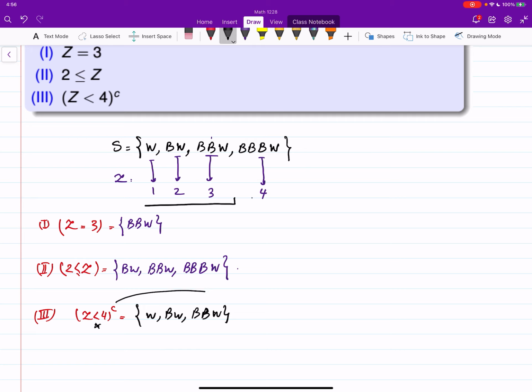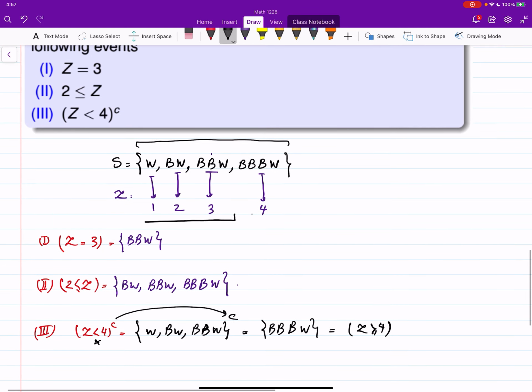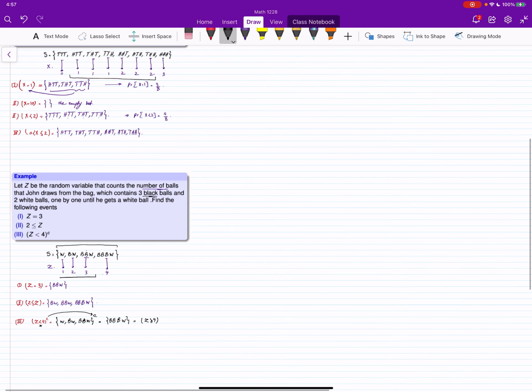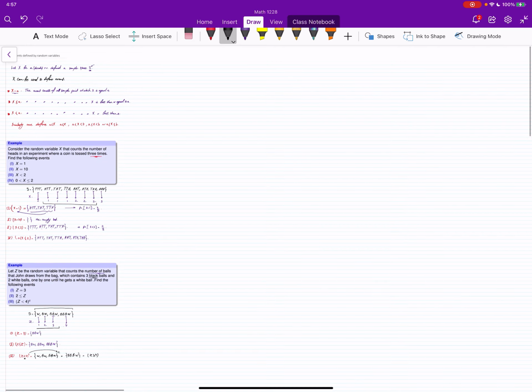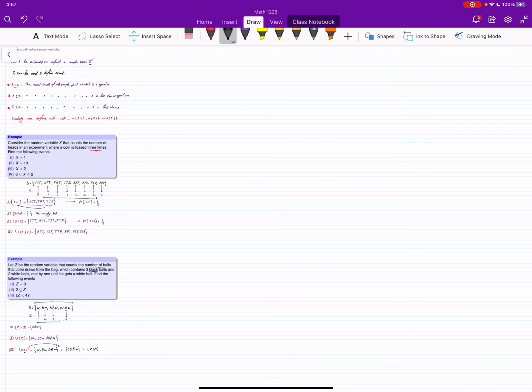Now, there is a complement here. So the complement of that, this is our universal set. So the complement of that will have only one entry, which is this guy. And this is the same thing as the event Z being bigger than or equal to 4. The complement will work the same way as the inequality flipped. Okay? So these are how we define events using a random variable.